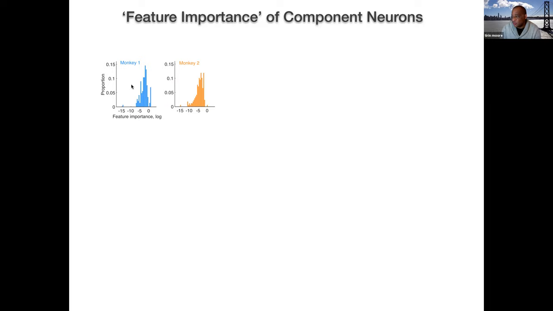These distributions show the breadth of the feature importance, i.e. how informative different neurons were for decoding across the full population of neurons in the two animals. And note the scale, the axis. So these are pretty broad distributions.